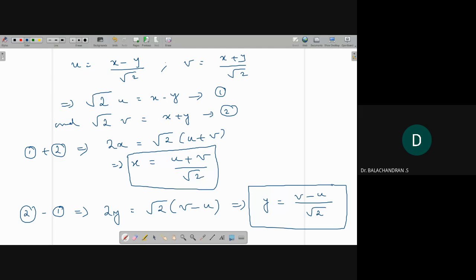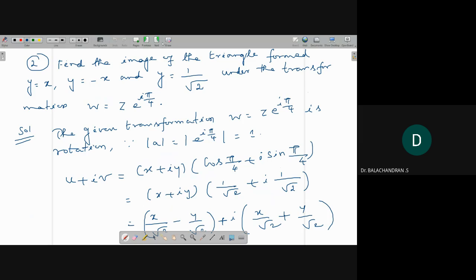In the previous three problems, they gave an equation, a circle equation, if you check. In the previous problem and the last class, we solved two problems like that. But here, find the image of the triangle formed by these three lines. Not a single equation. They gave the three lines, so the region is bounded by the three lines. We need to find the image of the triangle formed by these three lines.